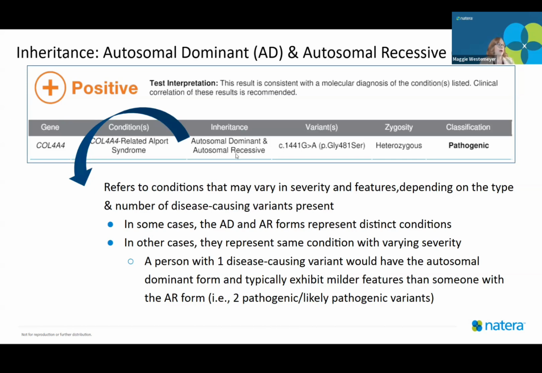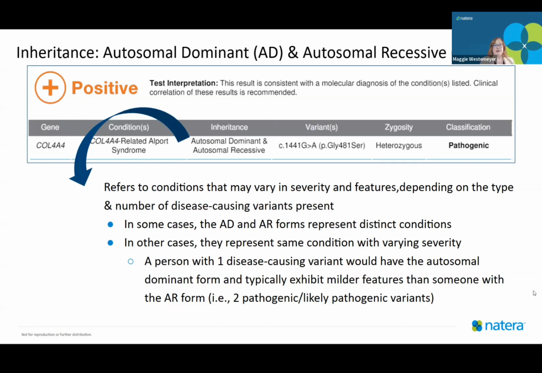So what you can refer back to here on the report is the inheritance for those conditions or genes that have both inheritance patterns of dominant and recessive. You can refer back to the condition list. So we can see here in this example that COL4A4 is just linked with Alport syndrome. Whereas if this was an example of a gene that had more than one condition associated with it, that had different inheritance patterns, it would be over here on the conditions list, and we would have a parentheses next to each condition name, AD for autosomal dominant, AR for autosomal recessive, so that you can see more easily which condition is associated with which inheritance pattern.